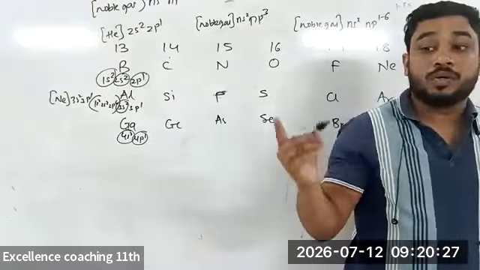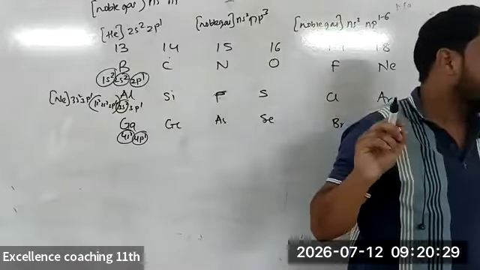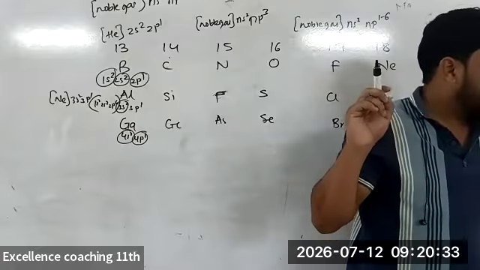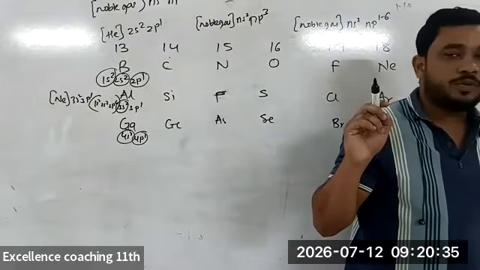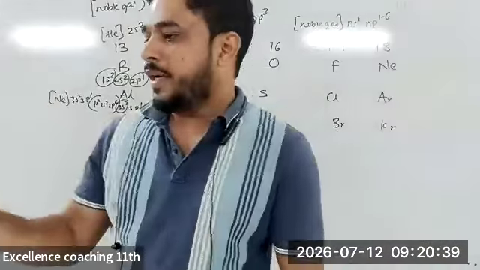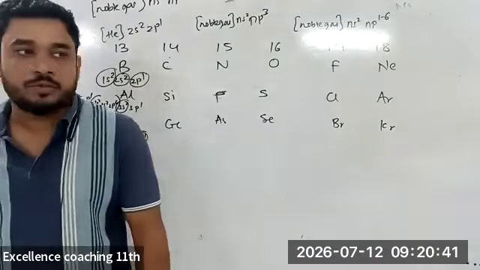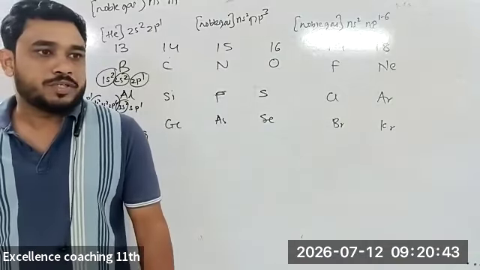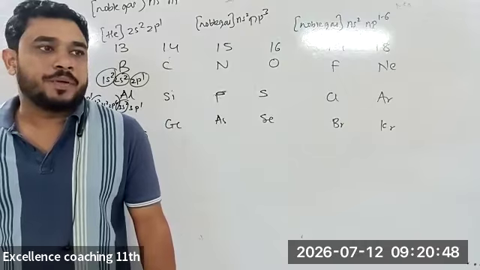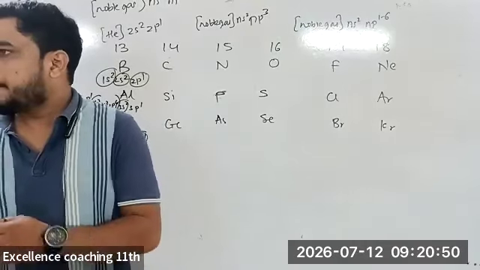Clear, sir? So just make a note of these things if you have written somewhere. Noble gas ns2 np 1 to 6. Clear? Open the Xerox one. Understood now, everyone? ns2 np 1 to 6. Clear?